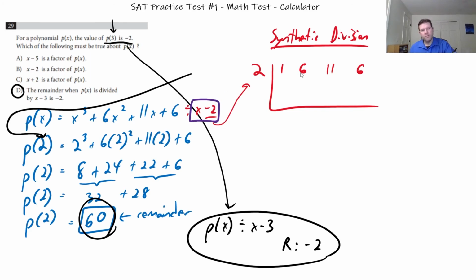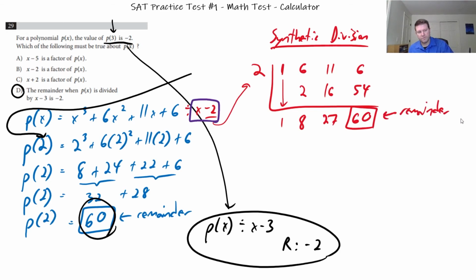So doing synthetic now, if you remember, this first number here, in this case the 1, you just bring that down and copy it, and then it's 2 times 1, 2, and then you add them. 8, and then 2 times 8, 16, 27. These numbers should be looking familiar at this point. 2 times 27 is 54, and then 60. So once again, there's your remainder, okay?